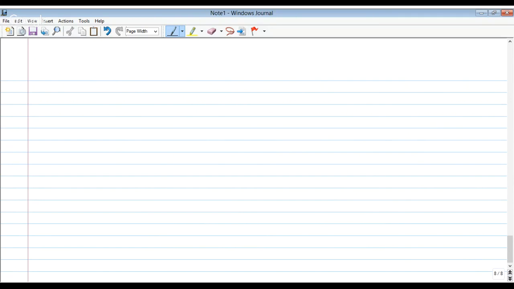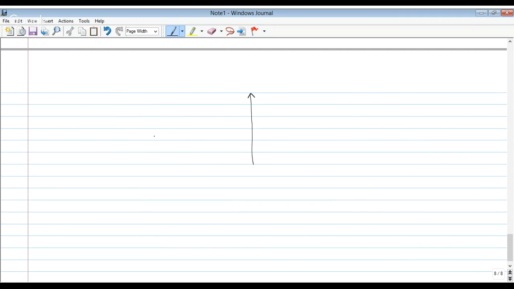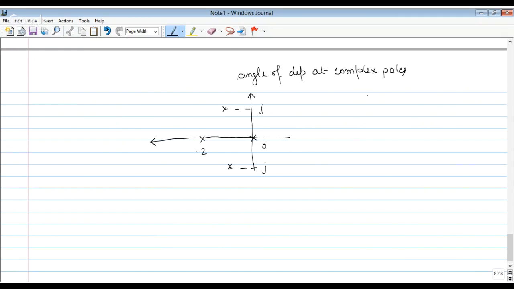Cooper Bradley asks about angle of arrival and departure for root locus and complementary root locus. See, for departure and arrival, what you have to do is, suppose this is a kind of plot, and let me say this is j. First plot the pole-zero plot. Determine angle of departure for complex poles. You can also determine it at real poles, but directly we know it from rule number 3, and for zeros.